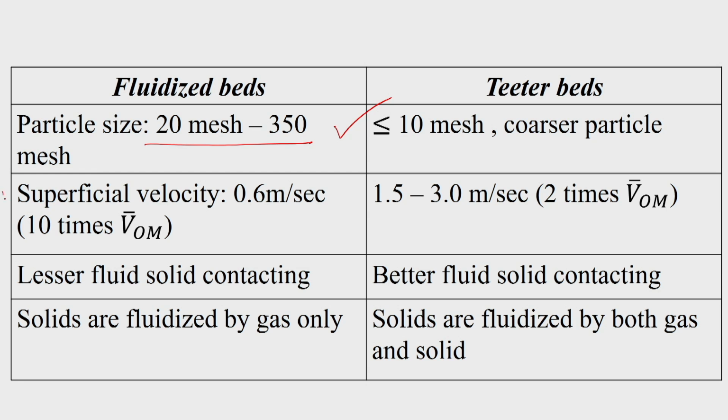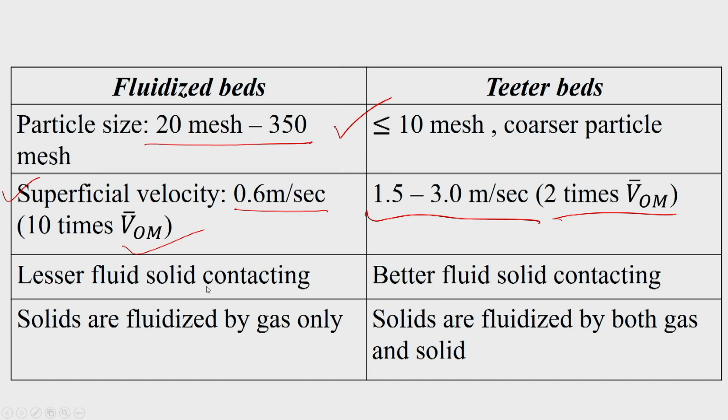Then for the fluidized bed, the superficial velocity will be very small, like 0.6 meter per second, and 10 times the minimum fluidization velocity. And for the teeter bed, as the particle sizes are very coarse, 2 times the minimum fluidization velocity is required. That ranges from 1.5 to 3 meter per second. Okay. And in the case of the fluidized bed, this is the operation related to the finer particles.